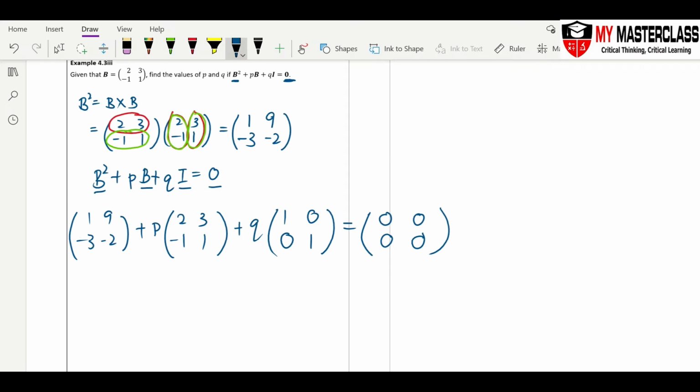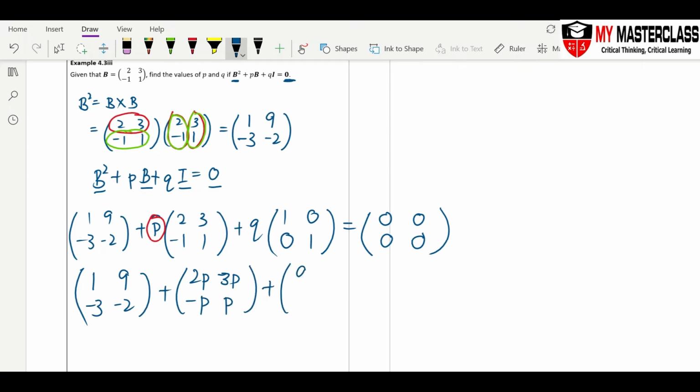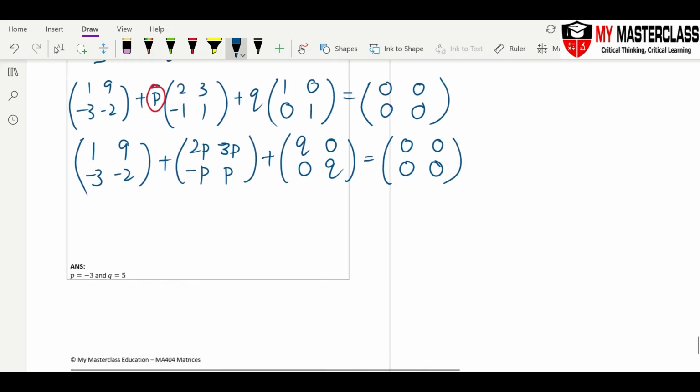Next, P is called a scalar. A scalar means a constant on the outside, which will multiply into all the elements inside. So plus [2p, 3p; -p, p], plus [q, 0; 0, q], equals your 0 matrix. Now when we do addition of matrices, each element at the same position will add to each other.